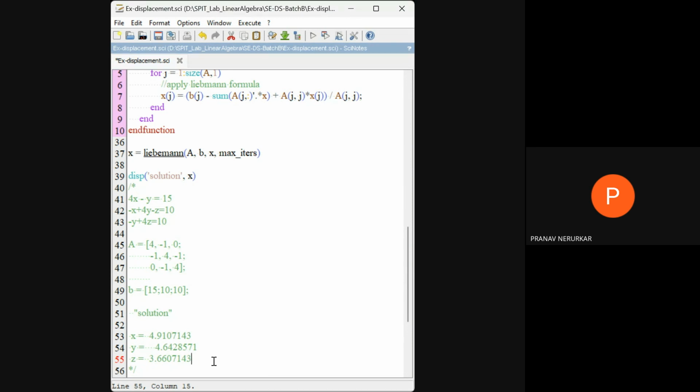Okay. In this way, this was the first version of Seidel formula. You will also find many other versions.